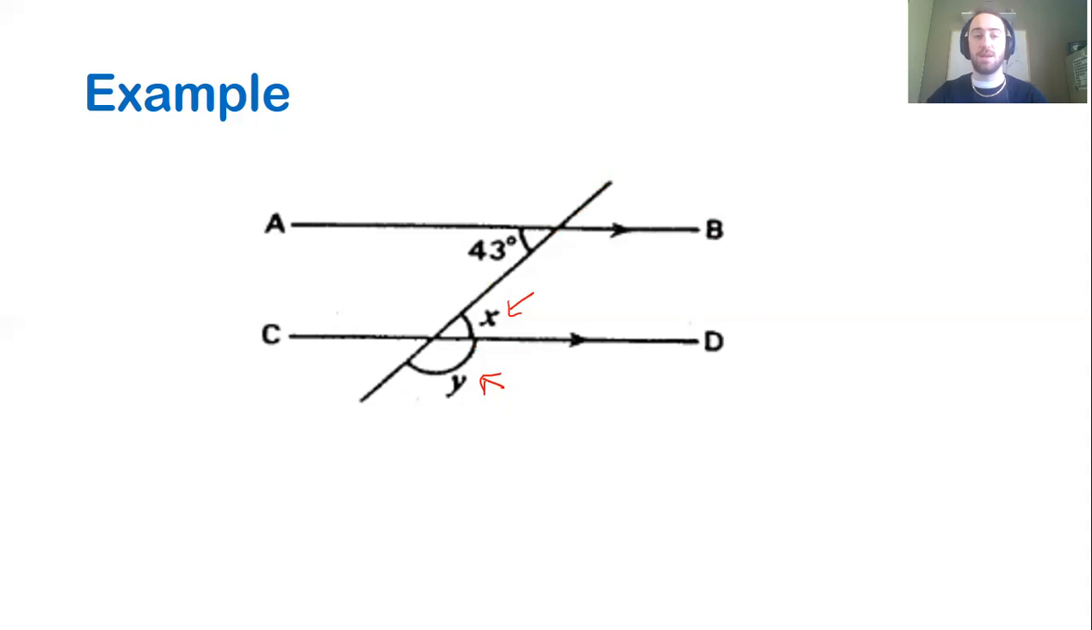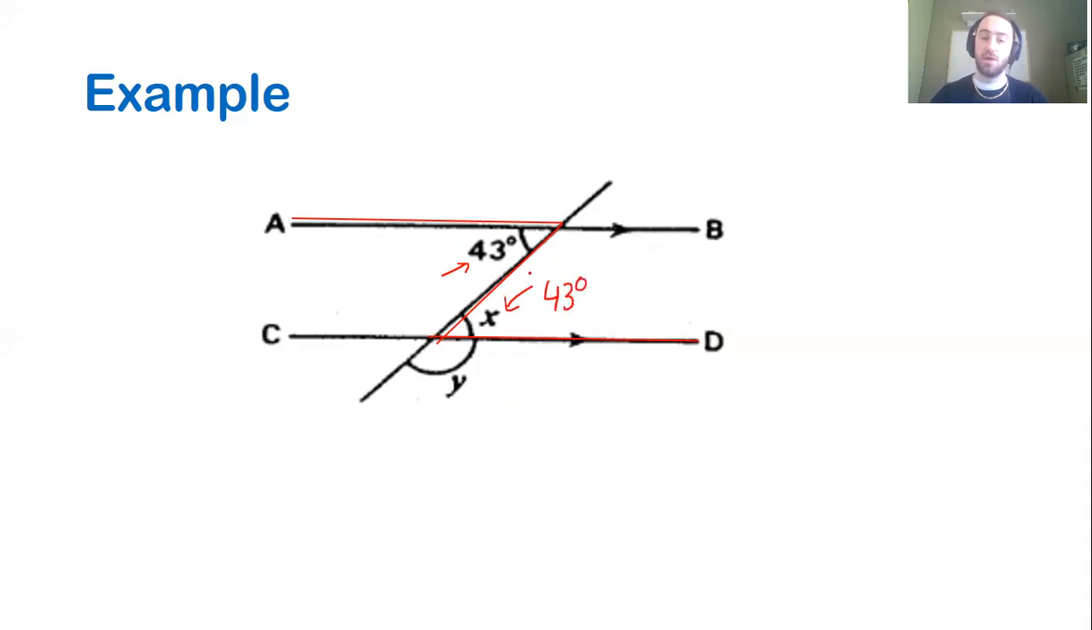So do you see any patterns here? Because you remember with transversals, we have the Z pattern and we also have the F pattern. Do you see any patterns here that would help us solve for either X or Y? Well, there's a Z pattern, right? And with Z patterns, it's the inside angles that are equal. So this angle 43 would be equal to this angle over here, which is X.